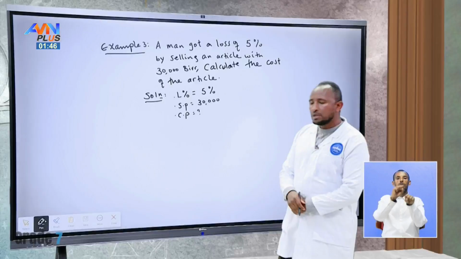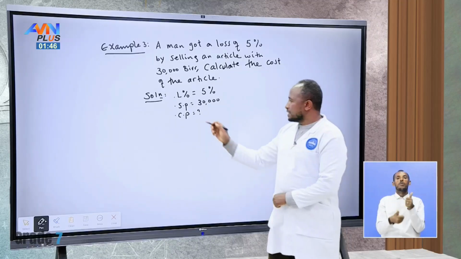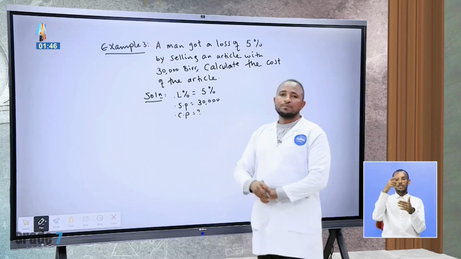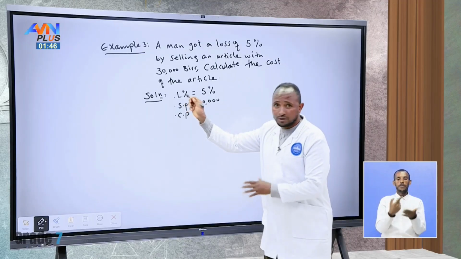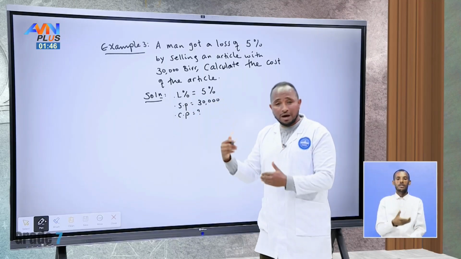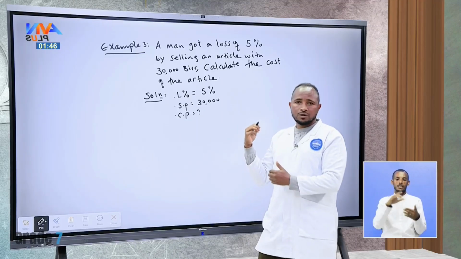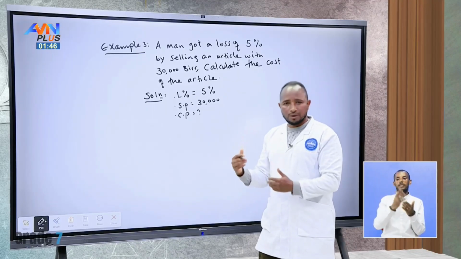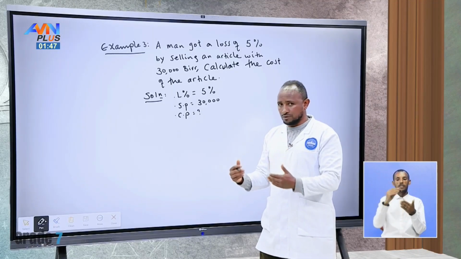So, here in this case, which one is greater? The cost price or the selling price? Here, he has got a loss. So because of that, he has sold less than the cost. So the selling price is smaller, or the cost price is bigger since he has a loss.